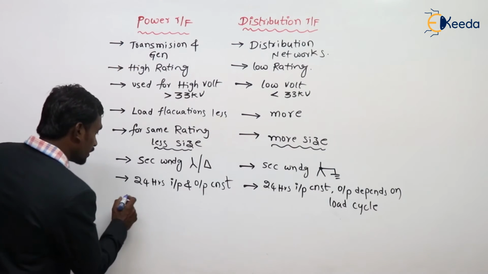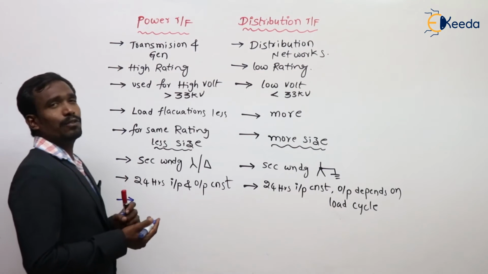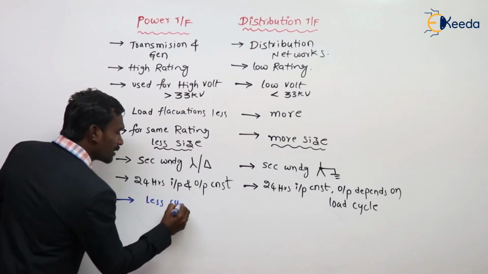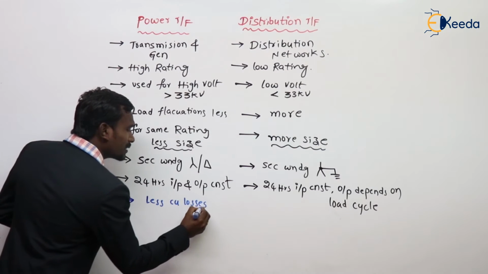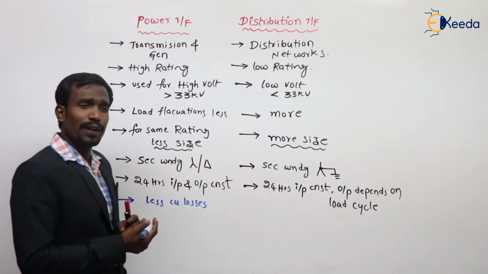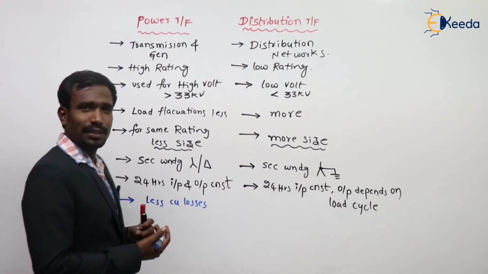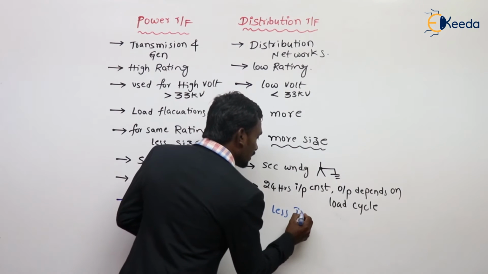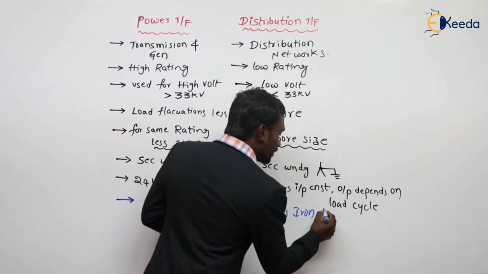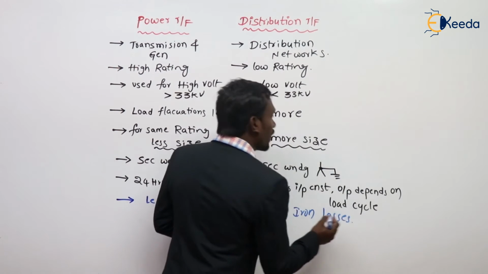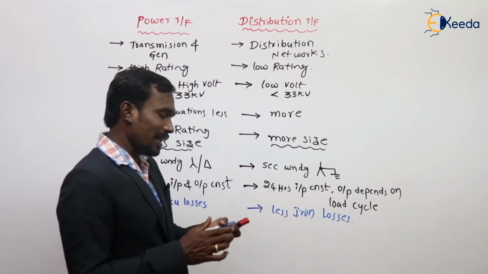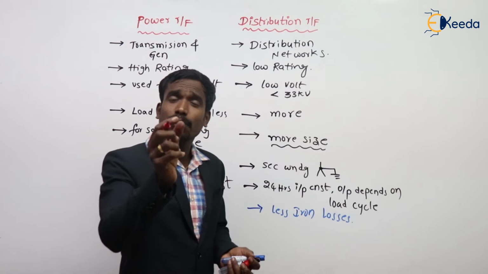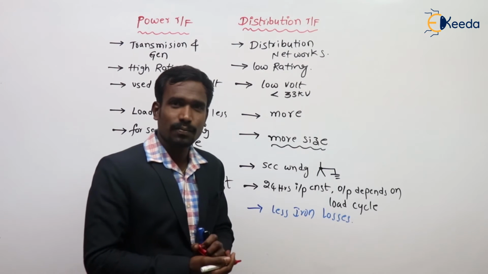And here during the manufacturing, it should be less copper losses. During the manufacturing of the power transformer, the copper losses should be less. Here, in the distribution transformer, we should take care of less iron losses. We should manufacture the distribution transformer with less iron losses, and the power transformer with minimum copper losses.